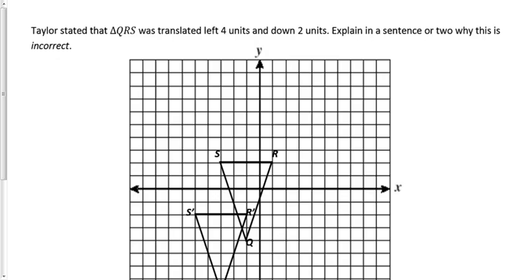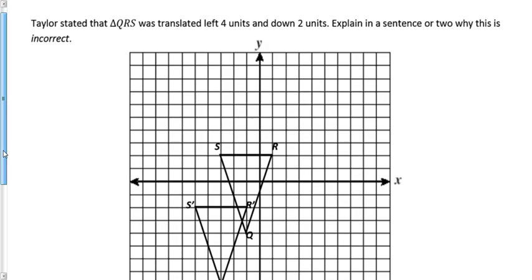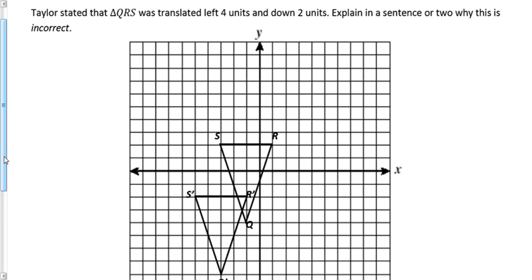Taylor stated that QRS was translated left 4 and down 2. Explain in a sentence or two why this is incorrect. Okay, so let's see. Let's start with just S. So S, if it had been moved left 4 units, 1, 2, 3, 4, and then down 2 units, 1, 2, then S prime would be right here. So what did Taylor do? Let's see what Taylor actually did.